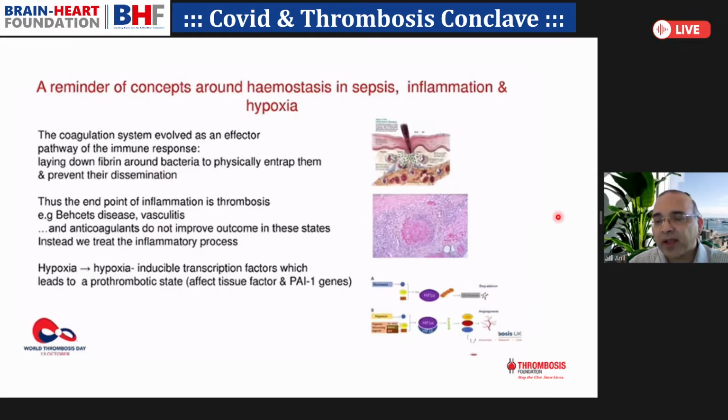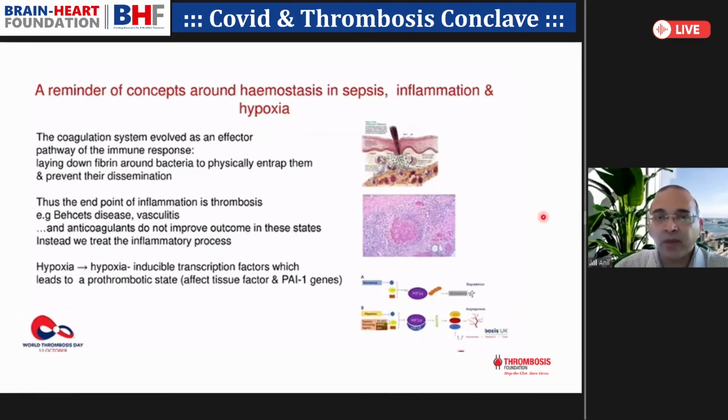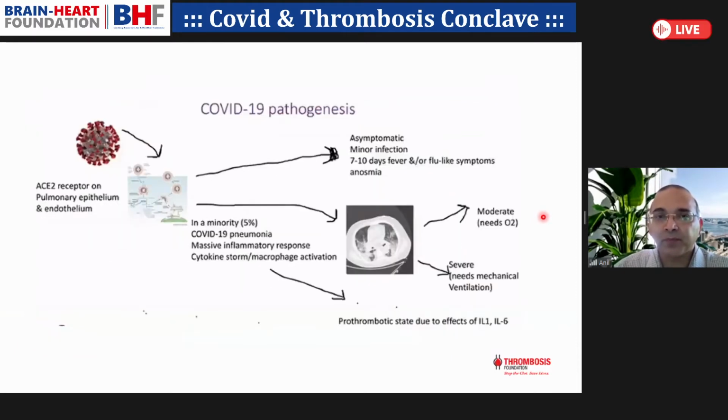And as you are all aware, the endpoint of inflammation is thrombosis. And we see that with vasculitis, we see that with Behçet's. And we are aware that in vasculitis, the treatment is not antithrombotic treatment, it is the treatment of the inflammatory process. In COVID, in addition to inflammation, we also have the complication of hypoxia. And as you are aware, in hypoxia, you have the secretion of hypoxia-inducible transcription factor, HIF, which also creates a prothrombotic state with release of tissue factors and PAI-1 genes.